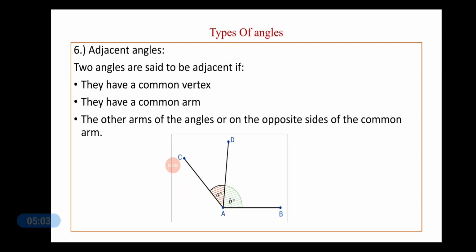So the two angles CAD and DAB fulfill all the criteria which are given over here. So these two angles are adjacent to each other. They have a common vertex A, a common arm AD, and the other two arms are opposite to the common arm. So these two angles are adjacent angles.